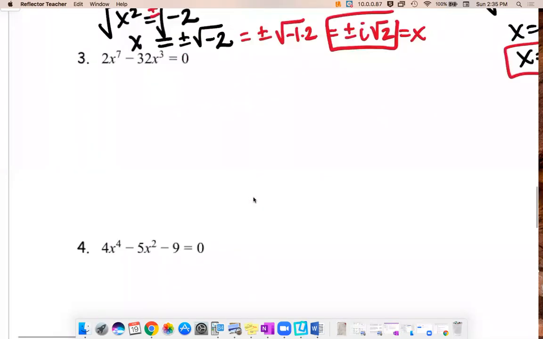Okay, so this one is weird because it is x to the 7th. So that means it's going to have 7 answers, as crazy as that is, and we don't have a way to do this. So I think the first thing here is we have to realize that there's a greatest common factor that can be divided out here.